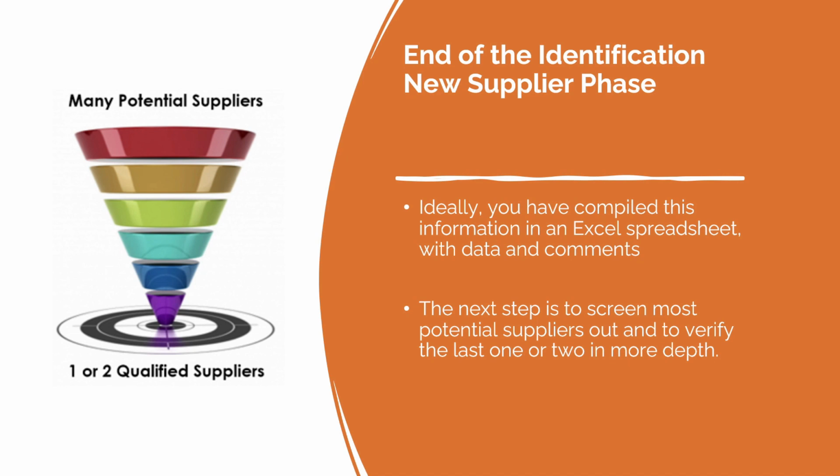At the end of the identification phase, ideally, you have compiled this information in an Excel spreadsheet with data and comments. The next step is to screen most potential suppliers out and to verify the last one or two in more depth.